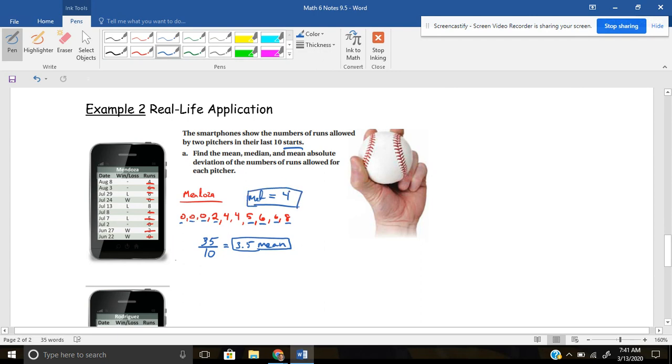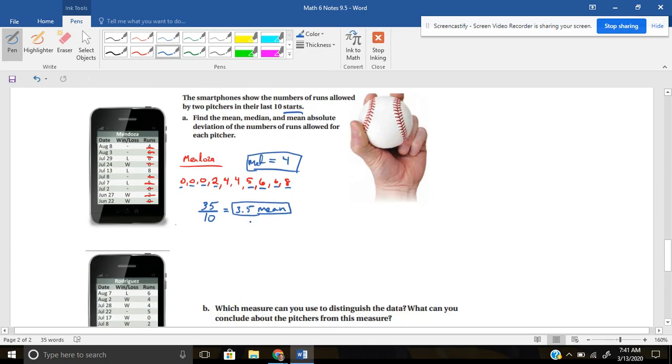And then lastly, I'm looking to find the mean absolute deviation. So how far away from 3.5 is each one of these data points? So 3.5 is 3.5 away from 0 3 times. So 3.5 plus 3.5 plus 3.5. If you can't tell how far away it is, all you really need to do is subtract. So if you're like, well, I don't know how far away 3.5 is from 2, just take 3.5 and subtract 2, and you should come up with 1.5.